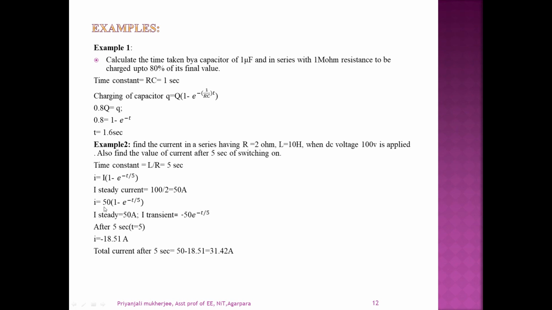So we put the value of the steady state current here, and i becomes 50 into 1 minus e to the power minus t by 5. The transient part is e to the power minus t by 5, and the steady state current is only 50 ampere. After 5 seconds, t is equal to 5. So putting t equal to 5 over here, the transient term becomes minus 18.51 ampere, so it is actually flowing in the opposite direction of the current I. So the current after 5 seconds is the difference between the total 50 ampere, that is the steady state current, and minus 18.51, which becomes 31.42 ampere.